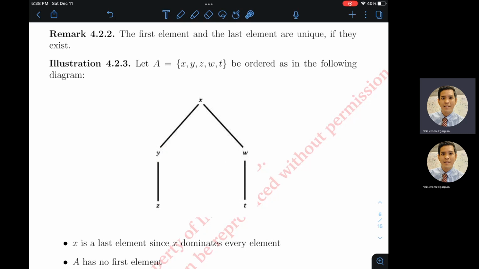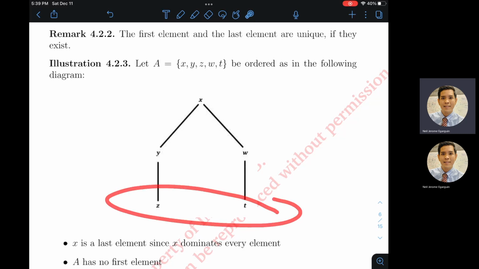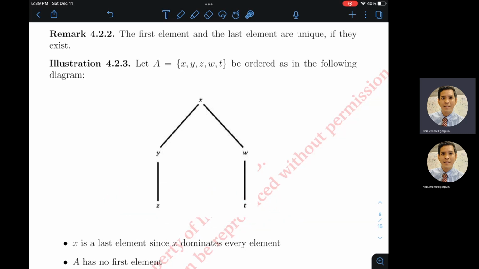The first question, do we have a first element? And if we do, sino siya? All right? The answer is wala tayong first element. Kasi remember, ang usapan, para maging first element, dapat pini-precede niya lahat ng element dun sa partial order o dun sa poset natin. All right? Now, the candidate to become the first element will be those at the bottom end of the lattice diagram. And if we look at this, all right, we have two candidates, Z and T.